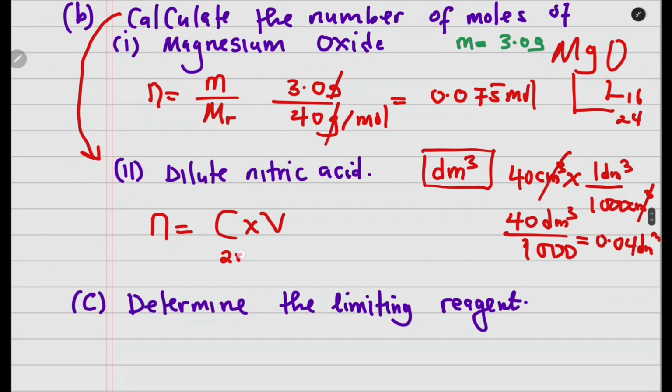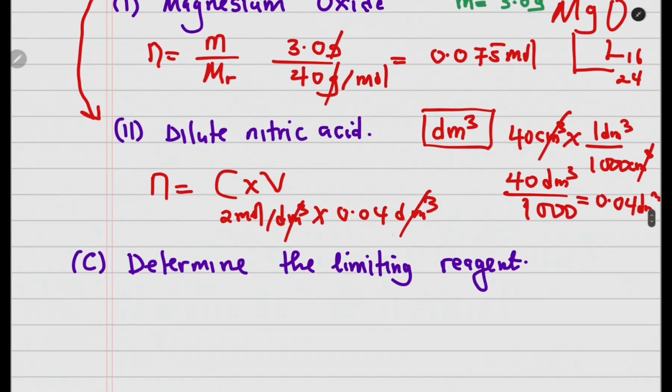So 2 mole per decimeter cubed multiplied by 0.04 decimeter cubed. Decimeter and decimeter cancel, so we remain with 2 moles multiplied by 0.04, which gives us 0.08 mole. So that is the number of moles of what? Nitric acid. And here I should have presented it this way, number of moles of nitric acid, so that at the end you don't get confused which one is which.